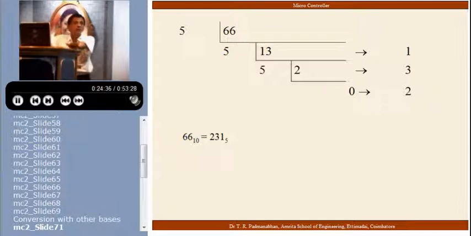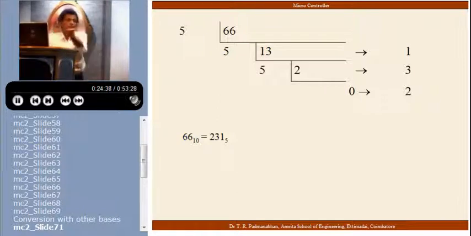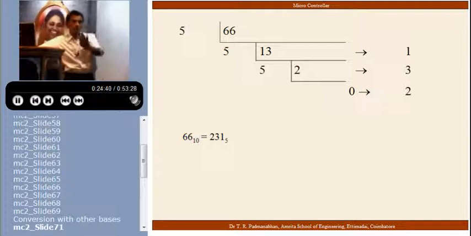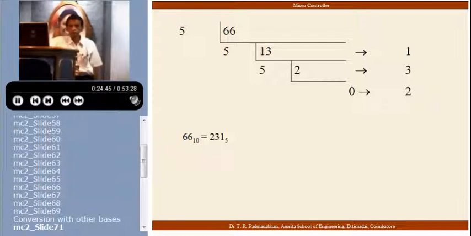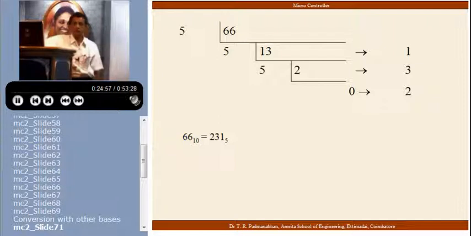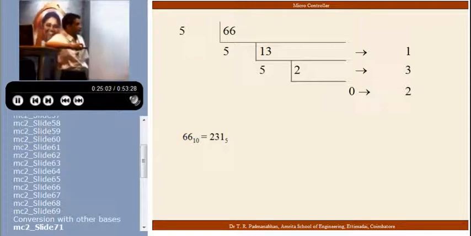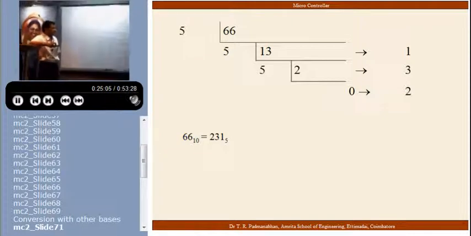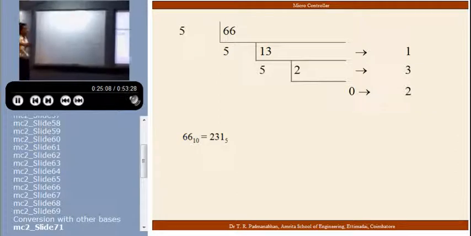Conversion to other bases is not so easy. I have just given an illustration. This is a number to the base 7 I have taken, just to convert into decimal form. That is easy, so I put it here.